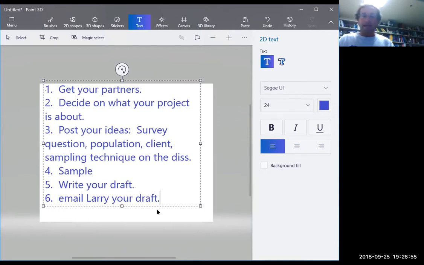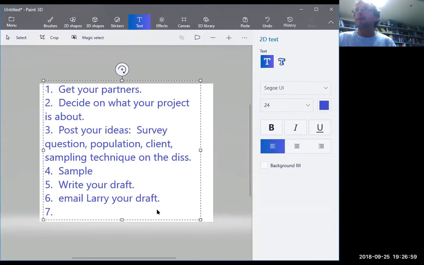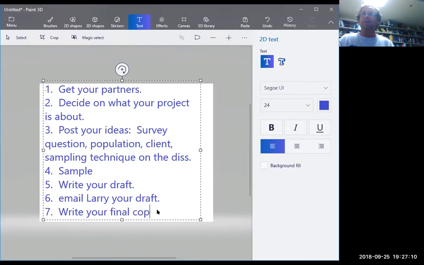Okay, and step 7. And since I'm running out of room, I'm going to write 2 things. Write your final draft, your final copy, or version, I guess is better, and turn it in.